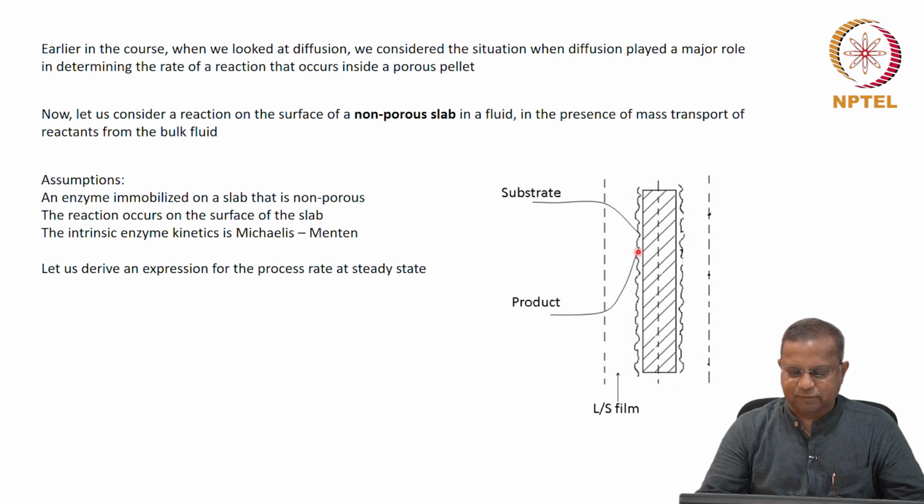You have the enzyme that is immobilized on either surface, and you have a certain region which is the conceptual liquid solid film, liquid here, solid here, where the concentrations significantly change compared to the other regions. So, this region where the concentrations change is the conceptual liquid solid film, similar to the gas liquid film that we have already seen. The substrate moves in here, the concentration in the bulk could be a constant, and here it drops, it reacts here, the product moves out.